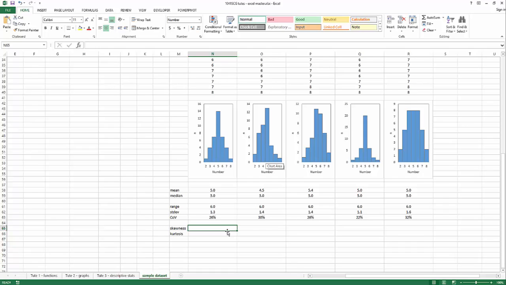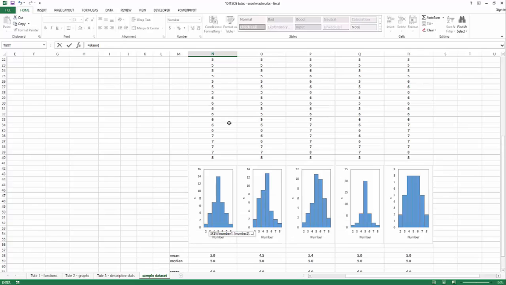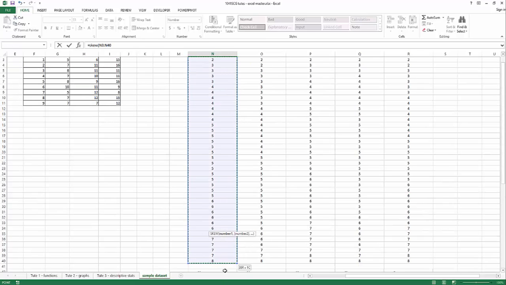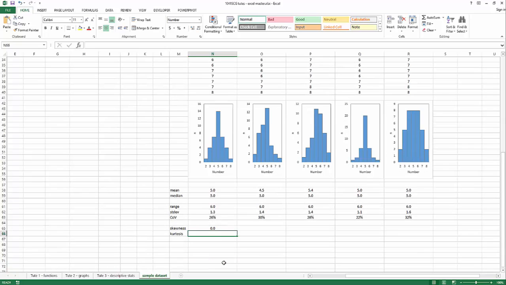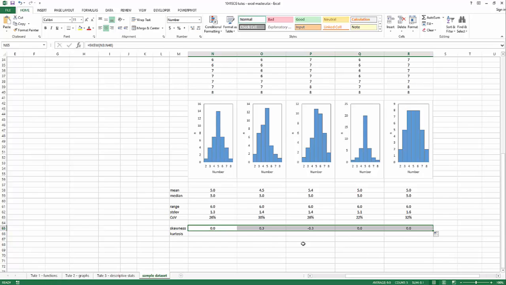There is, again, thanks Excel, a function specifically for that. In Excel, it's called skew. So equals skew of my data set. There it is. And great, skewness of 0. So this is perfectly symmetrical data, and you can clearly see it. And if I drag it across, this is a slightly positive skewness data, slightly negatively skewed data, and these two are again perfectly symmetrical.